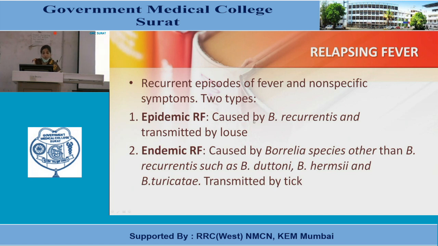The epidemic type is caused by Borrelia recurrentis and transmitted by louse. This is very important. Endemic relapsing fever is caused by Borrelia species other than Borrelia recurrentis, such as Borrelia duttonii, Borrelia hermsii and Borrelia turicatae. These are transmitted by tick. So these are the differences: epidemic is transmitted by the louse, and endemic by the tick.